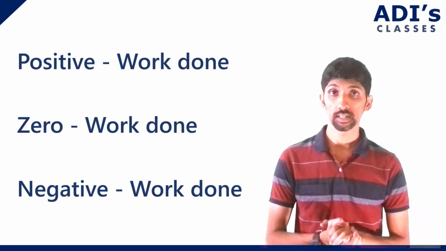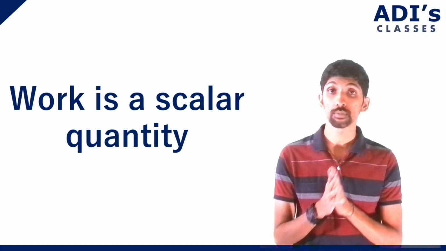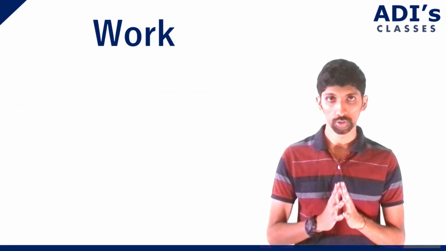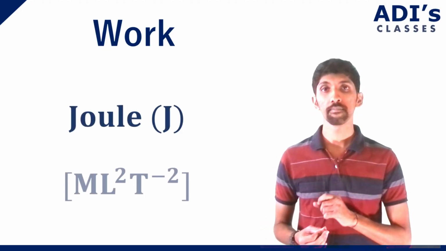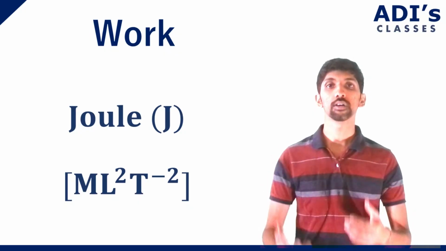Alright. Since work done is a scalar quantity, we also have to look at the dimension formula and the SI unit. Right. So the SI unit is joules. Okay. And the dimension formula is M L^2 T^-2. Okay. So think of different examples and then think of different ways of solving a problem in work done.